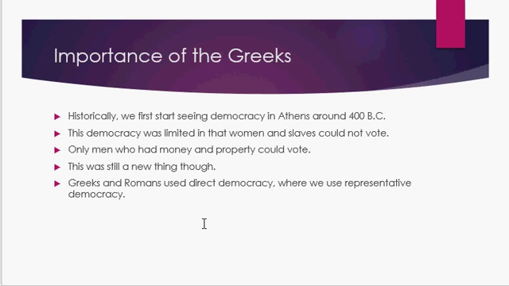The importance of the Greeks. The Greeks are important because that's where we really first start seeing democracy in history. Before that, it's things like monarchs and pharaohs and just rulers that may have been very fair rulers, but rulers all the same that are not elected. So we first start seeing democracy in Athens around 400 BC. This democracy was limited in that women and slaves could not vote. It was only free men, and specifically usually Greek men.